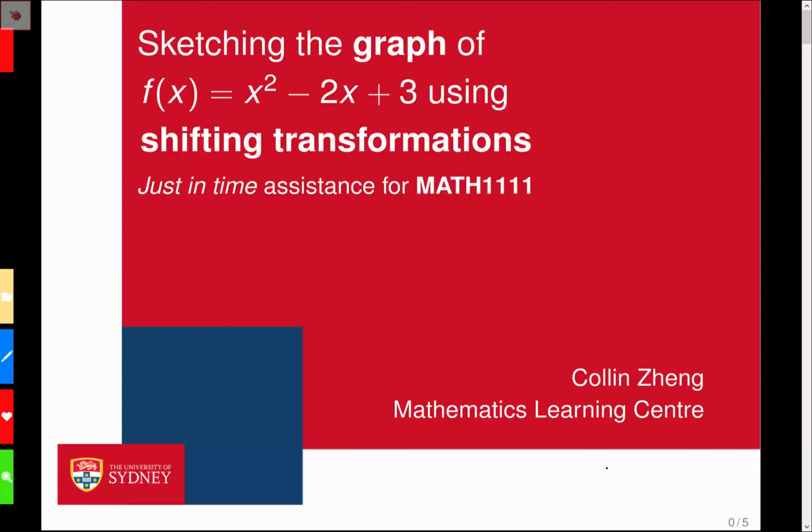Hi, I'm Colin. In this module, we're going to sketch the quadratic function f of x equals x squared minus 2x plus 3 using two different approaches. In one approach, we identify this function as a shift or translation of a simpler function. And in the other, more standard approach, we calculate some essential features of the function, such as the concavity and where the graph cuts the x and y axes.